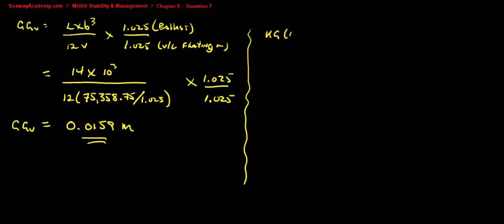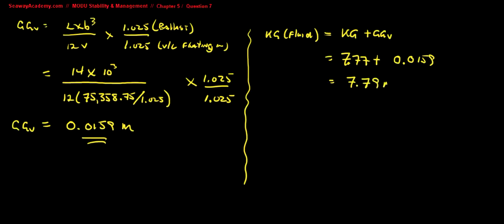Now to get the GM fluid, you have to calculate the KG fluid first. So the formula for this is your KG plus the shift of the center of gravity due to the free surface effect. So this is 7.77 meters for your KG. We calculated GG_v to be 0.0159 meters, so we add these together and we get 7.79 meters. That's your KG fluid.